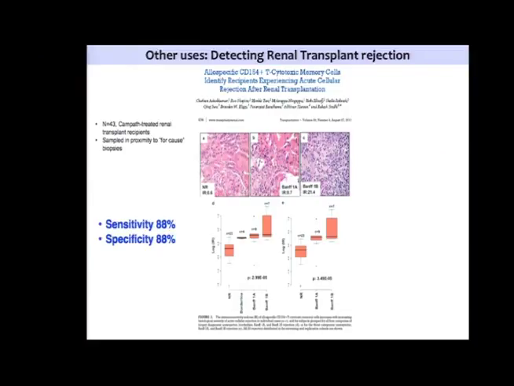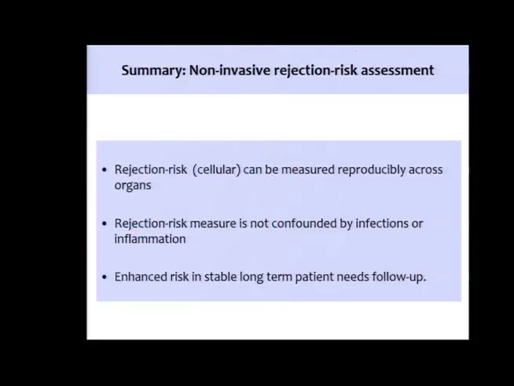This is the work that I talked about that we did in kidneys, those 43 patients. And again, this version of the test is being used in some centers for adult kidney transplant recipients. So at the end of this work, which ended, I think, at the end of 2015, we were at least able to say that we can measure rejection risk reproducibly across a few organs, that the measure is not confounded to the extent we thought it might be by infections, and enhanced risk in stable long-term patients, which is the false positives, probably needs some follow-up.